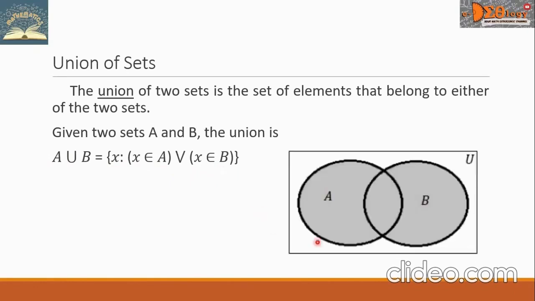Using a Venn diagram, this is the illustration for the union of two sets. The A union B is the shaded part. We can see that the whole set A and the whole set B are shaded.